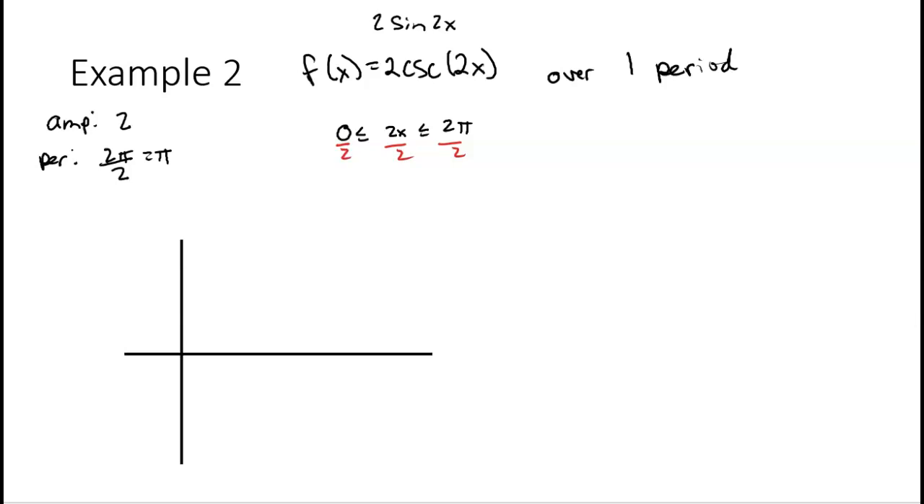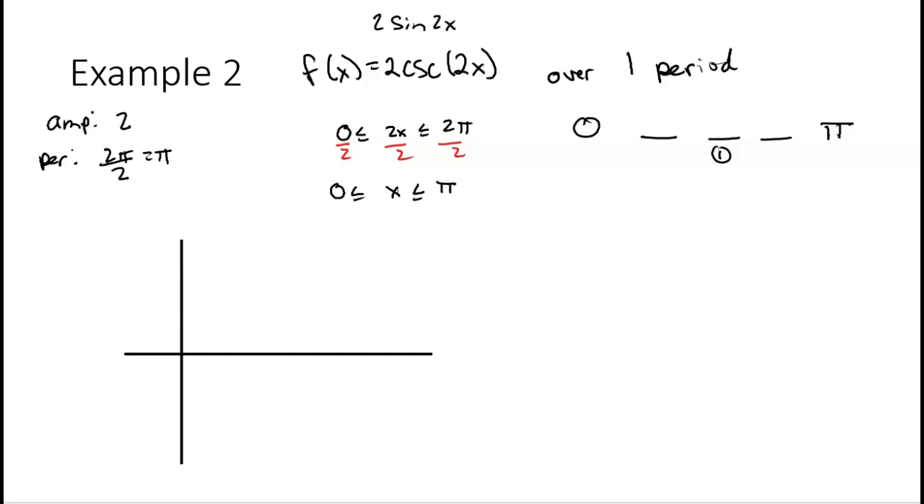So divide everything by 2. Again, you don't need to necessarily set up your inequality unless you definitely have a b value. Then you really need to set it up. Everything else will always start at 0 and at whatever your period is. So 0, blank, blank, blank, and then pi.